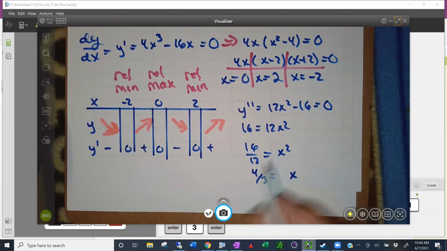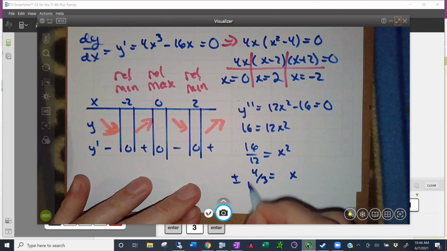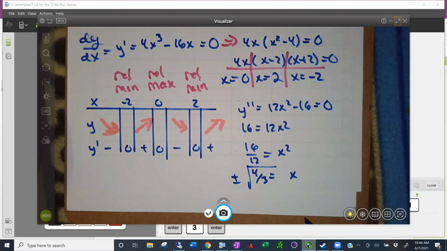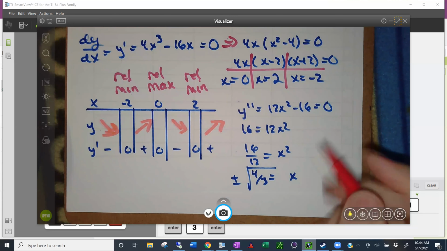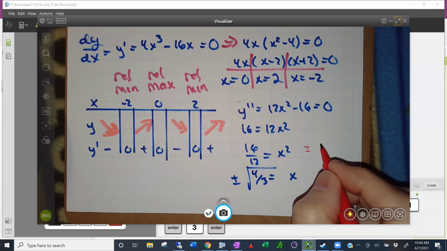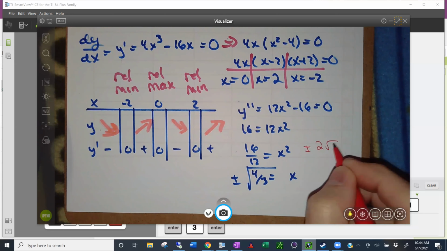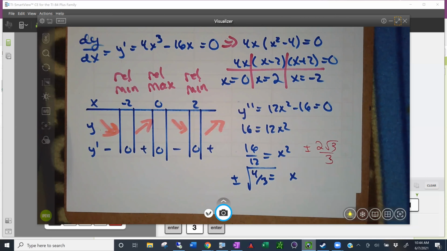And if I take the square root on both sides, I'll end up with plus or minus the square root of 4/3. The square root of 4/3 can be simplified some more. You can take the square root of 4 and get 2, etc. You can clean it all up. I'm not sure that it really matters. WebAssign, I think, is going to be fine with plus or minus square root of 4/3. In case you're curious, though, I think formally in the book, you'd probably see something like this: 2 square roots of 3 over 3. That's probably how they'd write it.